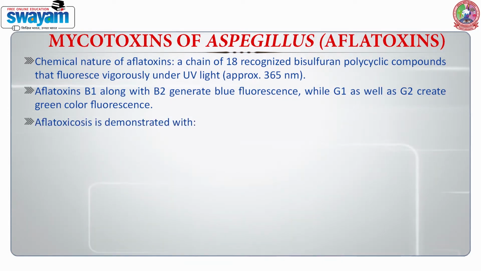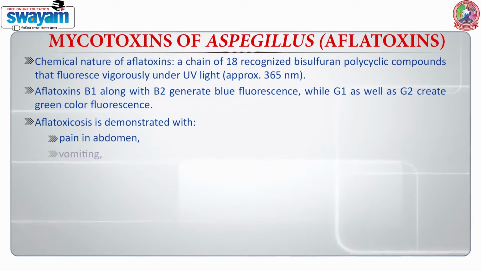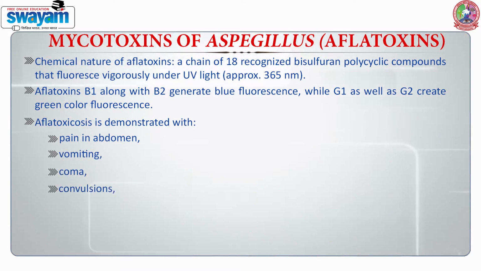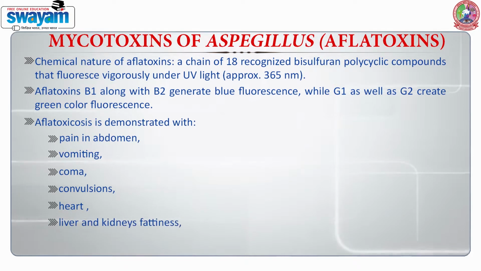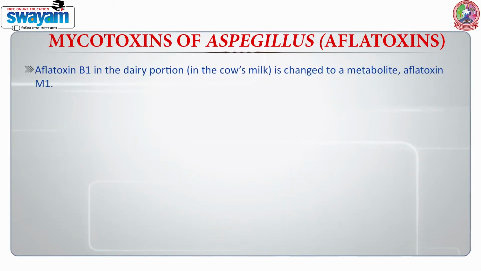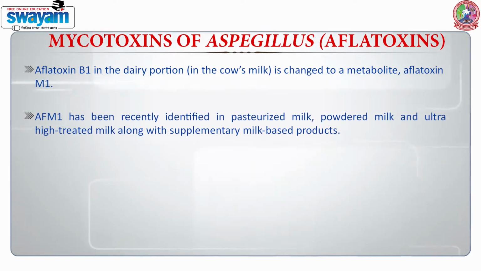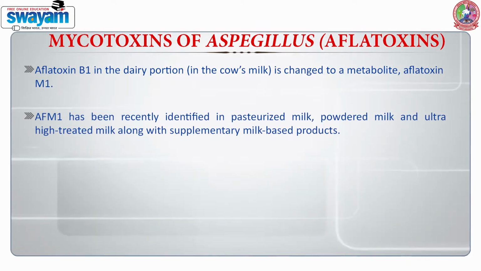Aflatoxicosis is demonstrated with pain in abdomen, vomiting, coma, convulsions, heart and liver diseases, kidney fattiness and death with cerebral edema. Aflatoxin B1 in the dairy products changes to a metabolite, aflatoxin M1, and this has been identified in pasteurized milk, powdered milk and ultra high temperature treated milk along with supplementary milk based products.